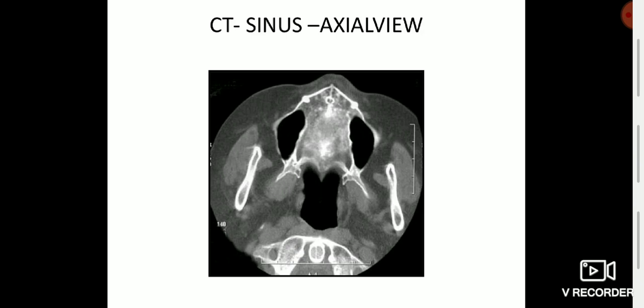This is your CT scan. This is the actual view of the CT scan. Clearly you can see the presence of bilateral maxillary sinus, which is present lateral to your hard palate.